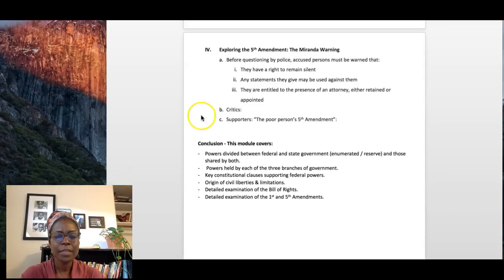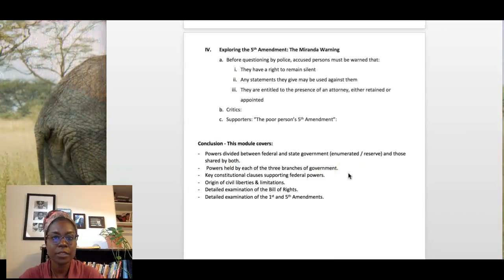And that concludes Chapter 4 and our exploration of the Bill of Rights. So for this module, what we've covered are some of the powers that are detailed between the federal and state government. Enumerated means they refer to the federal government. Reserved means they're referring to the state government. And those that are shared by both, which are concurrent powers. It also covers the powers that are held by each of the three branches, the executive, legislative, and judicial.